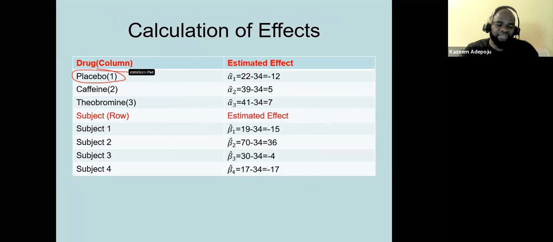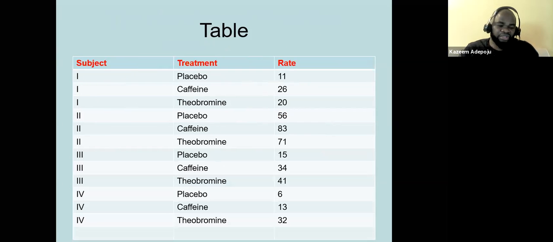The mean associated with the placebo is actually going to be 22. The mean associated with the caffeine is going to be 39. The mean associated with the trebomine is going to be 41. How do I get 22, 39, and 41? Now I'm actually going to take you to the data right now. Take a look at this.